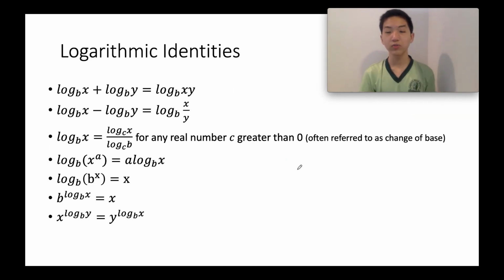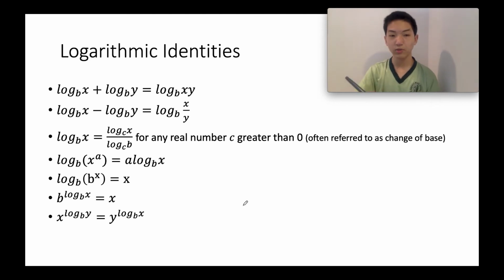So again, I'll be going over proofs for some of these in the next slide. So now we have log base b of x is equal to log base c of x over log base c of b. And this works for any real number c greater than 0. And the reason why this is, remember that there are restrictions on what the base of a logarithm can be. So also c cannot be equal to 1, because it has the same restrictions as the base of any other logarithm does. And this is often referred to as change of base.